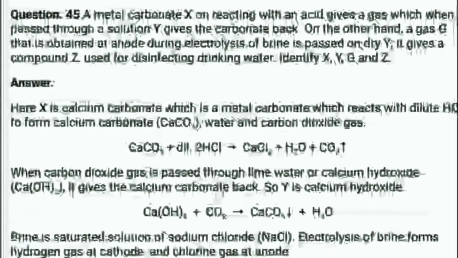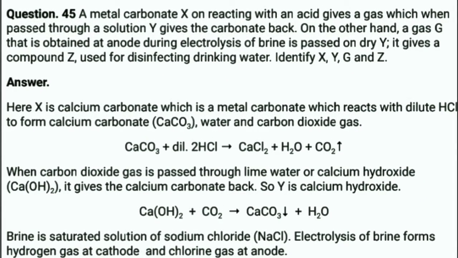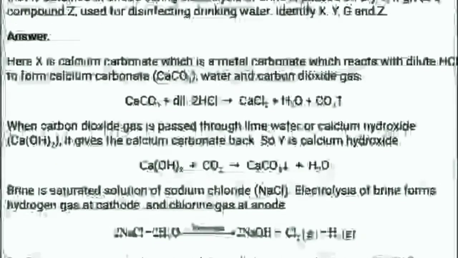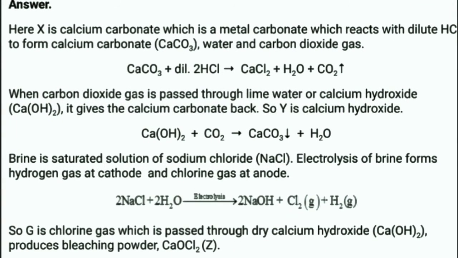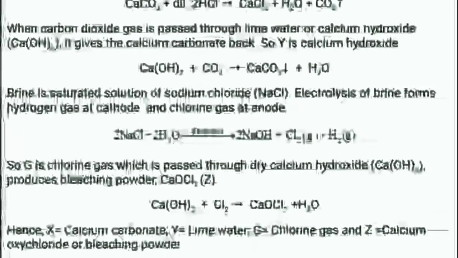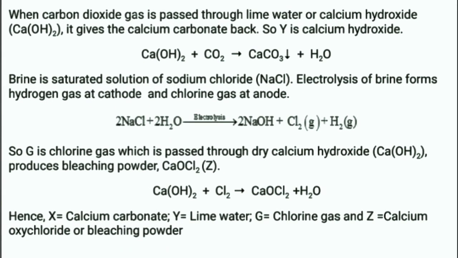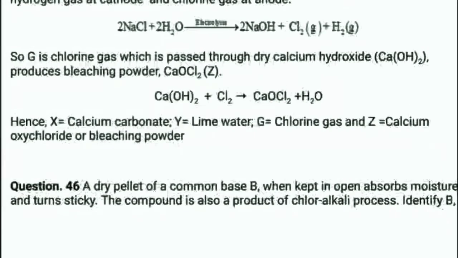Here X is calcium carbonate, a metal carbonate which reacts with dilute HCl to form calcium chloride, water and carbon dioxide. When carbon dioxide gas is passed through lime water or calcium hydroxide, Ca(OH)2, it gives the calcium carbonate back. So Y is calcium hydroxide. Brine is a saturated solution of sodium chloride, NaCl. Electrolysis of brine forms hydrogen gas at the cathode and chlorine gas at the anode. So G is chlorine gas, which is passed through dry calcium hydroxide, producing bleaching powder. Hence X is calcium carbonate, Y is lime water, G is chlorine gas, and Z is calcium oxychloride or bleaching powder.